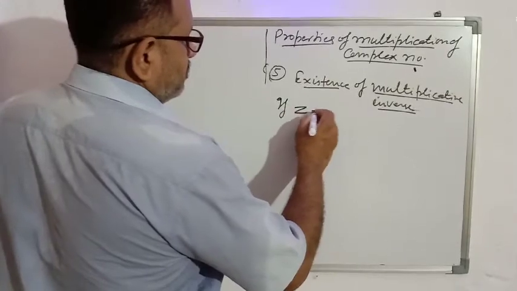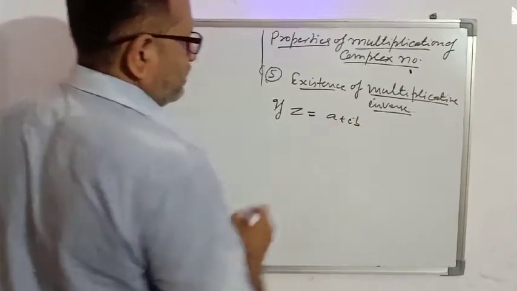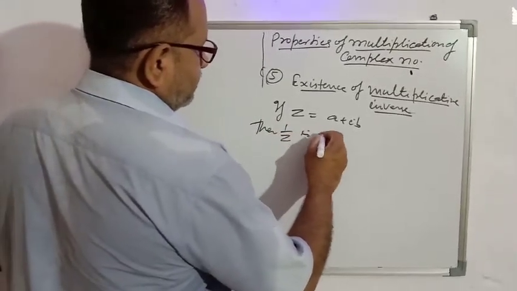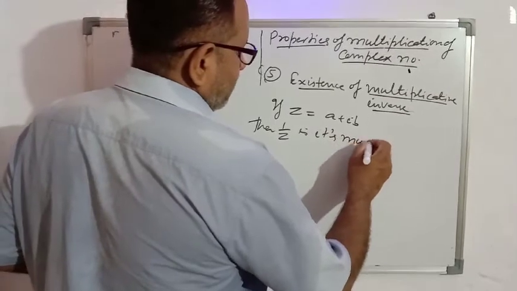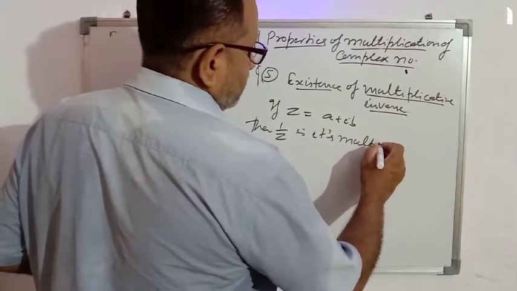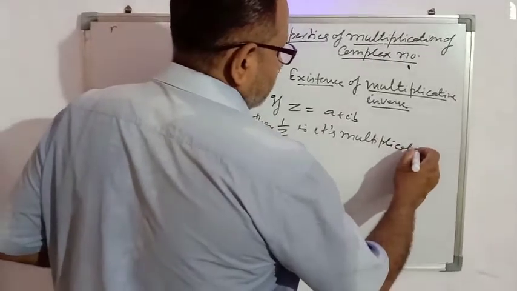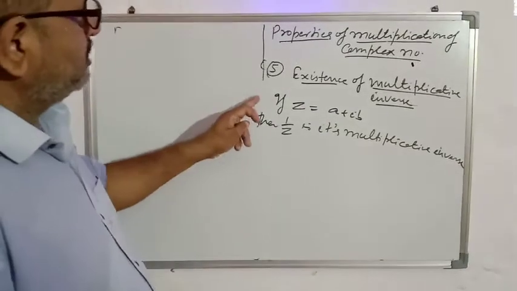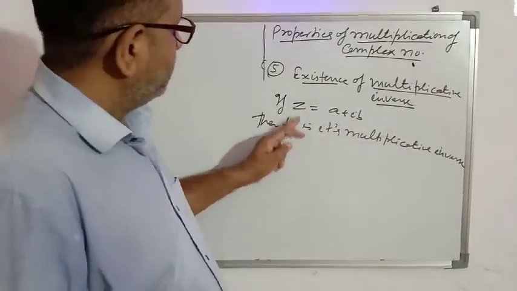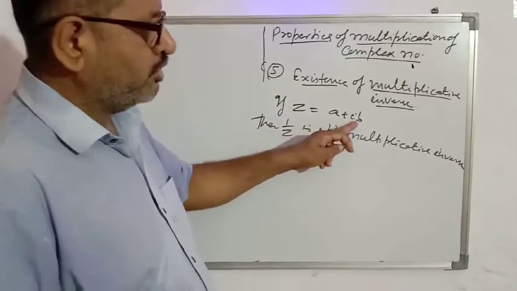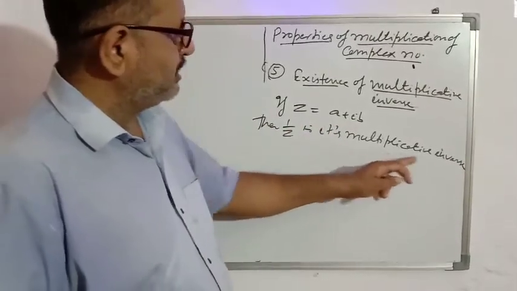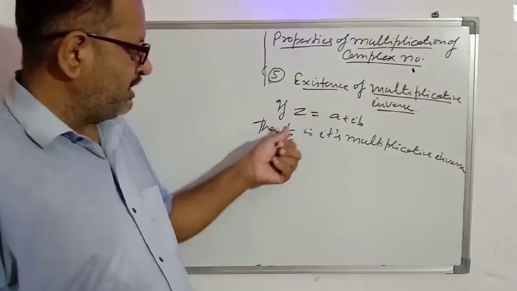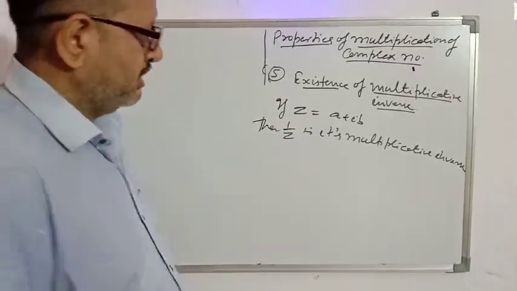So if z is equal to a plus ib, then 1 by z is its multiplicative inverse. 1 by z means the reciprocal of z. Z is a non-zero complex number, and 1 by z is its multiplicative inverse. So the multiplicative inverse of any non-zero complex number is the reciprocal of that complex number.